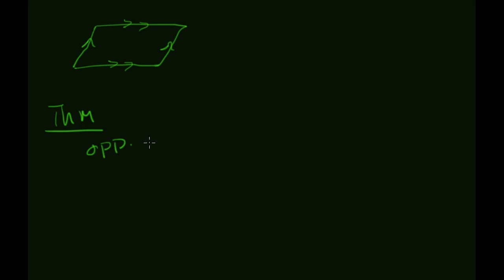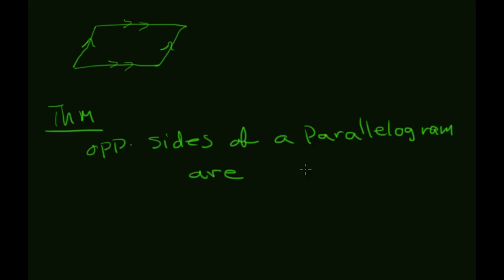Okay, so we're going to get into the properties of parallelograms and special parallelograms. So a parallelogram, just so we can recall, is a quadrilateral where both pairs of opposite sides are parallel to each other. Okay, so we're going to get a quick theorem about this. The quick theorem here is that if I have a parallelogram, the opposite sides of a parallelogram are not only parallel, but they are congruent.